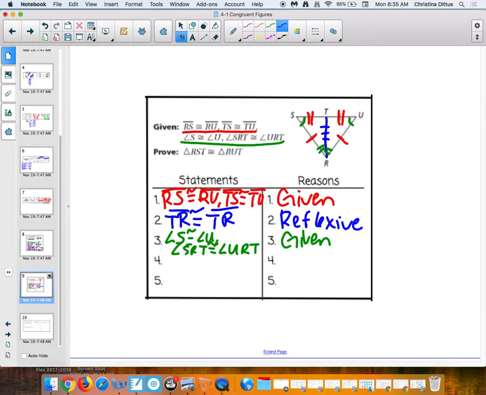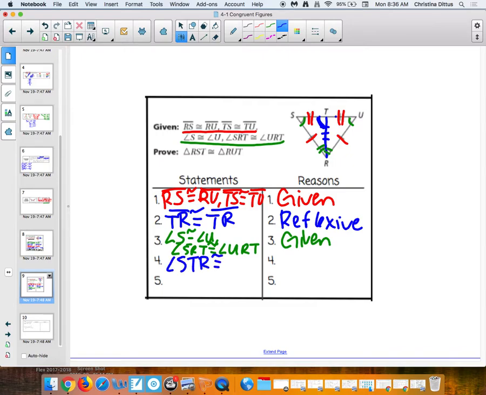Okay, how many angles do I have? I have 2 pairs, right? Which means I'm missing 1 pair. How can I get that last pair of angles? Third angle theorem. Can I just say angle T is congruent to angle T? Nope. How am I going to name this angle here? STR. Perfect, angle STR.